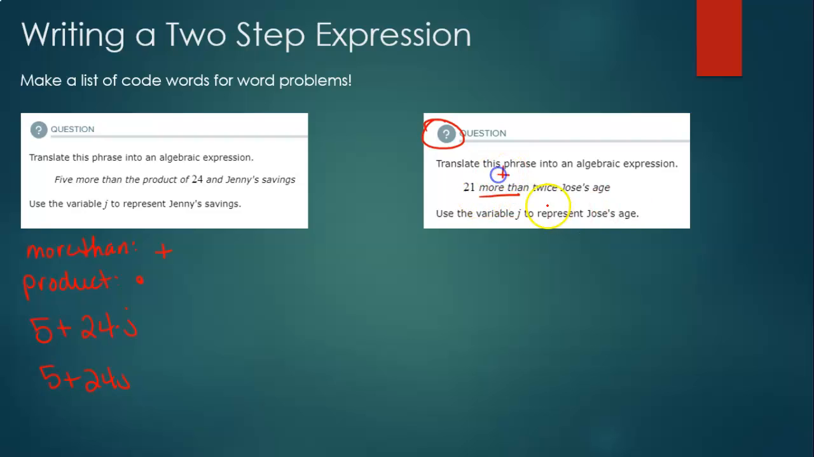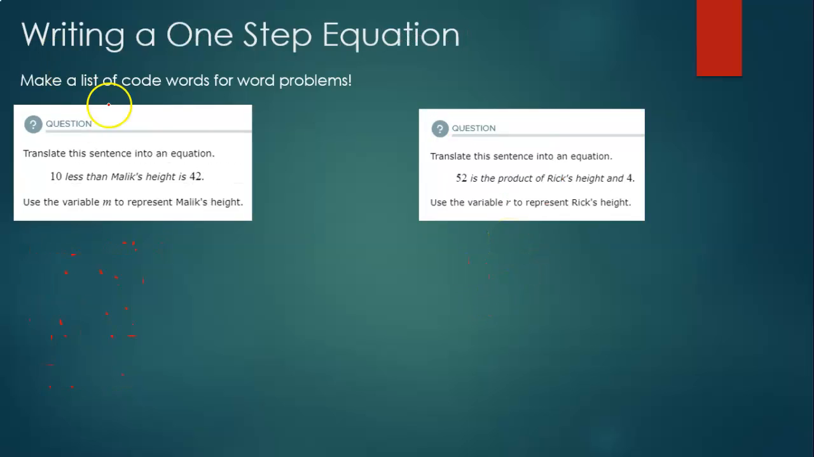All right, more than should have meant to add. Twice means 2 times, so it's 21 plus 2 times j. Less than, remember that means if I want to do 10 less than, that means I want to do some stuff minus 10. So some stuff minus 10, 10 less than Malik's height. And then this is our first time doing an equation. We want to see the word is. Is means equals. So is 42.